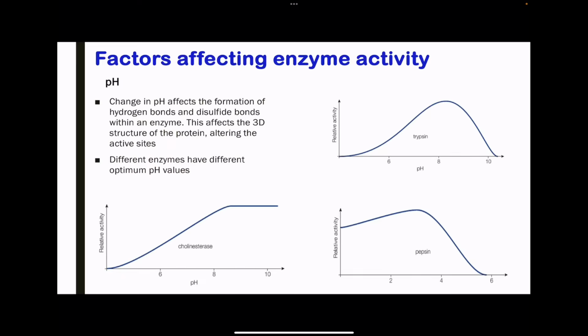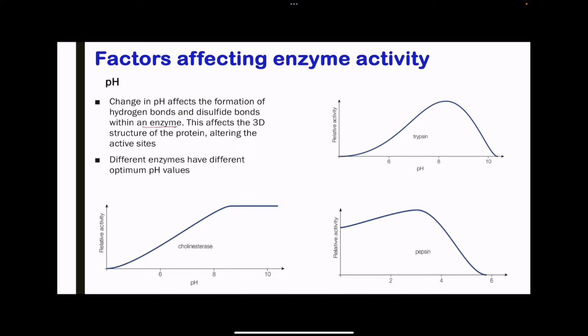Moving on, this is pH. We also know different enzymes work within specific pH ranges, so this is not similar to the one we saw with temperature, where the optimum temperature is going to be almost the same for most of the enzymes within the human body, but for pH it's a different story. So here we see change in pH affects the formation of hydrogen bonds, of course, and disulfide bonds within an enzyme.